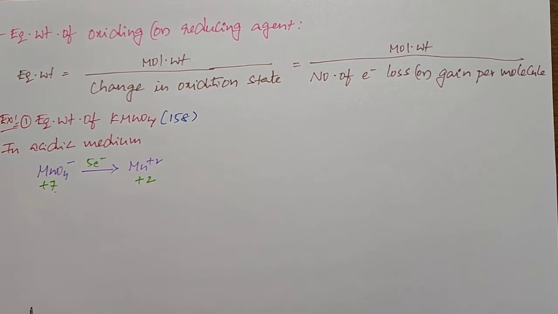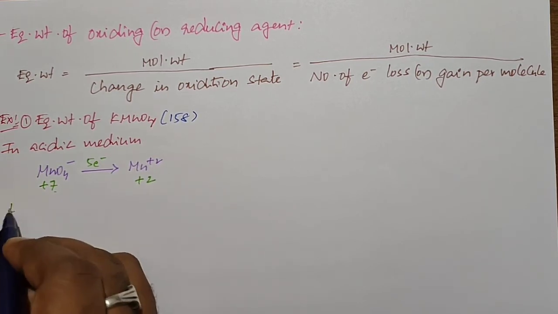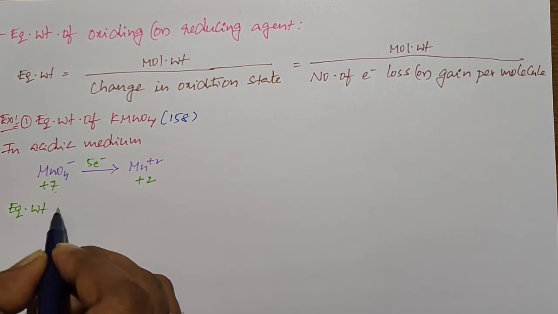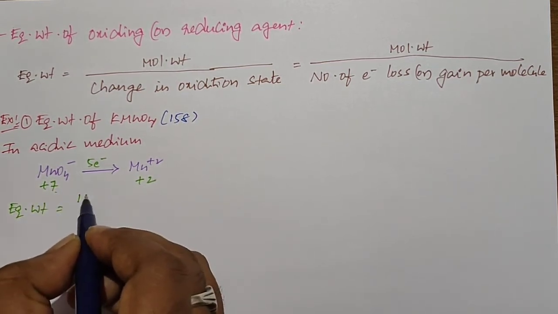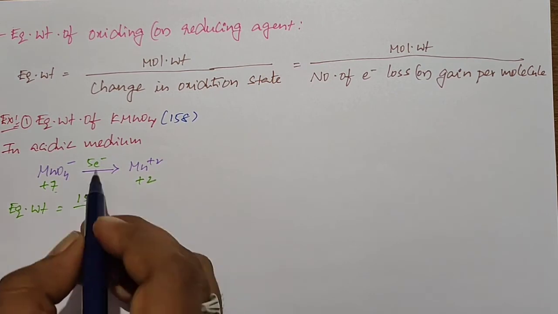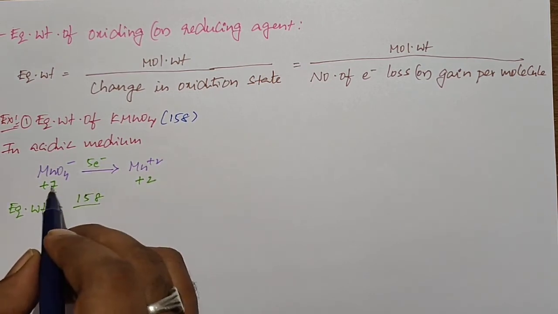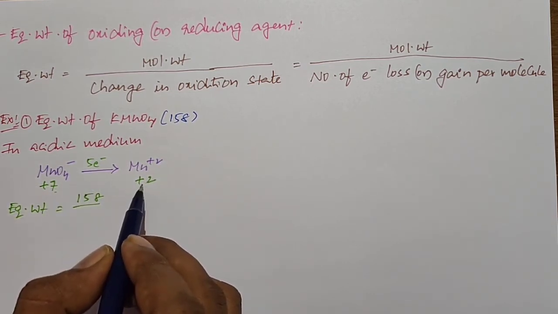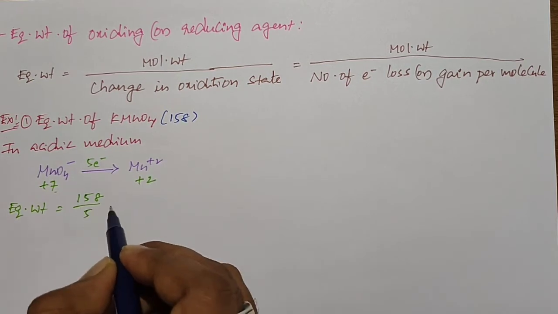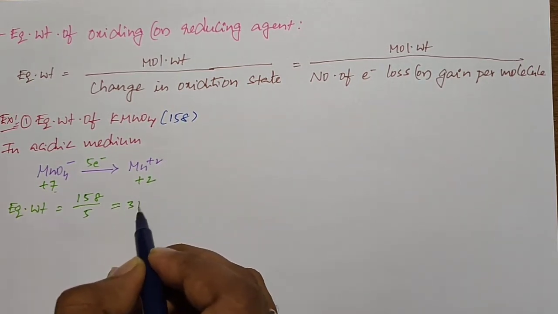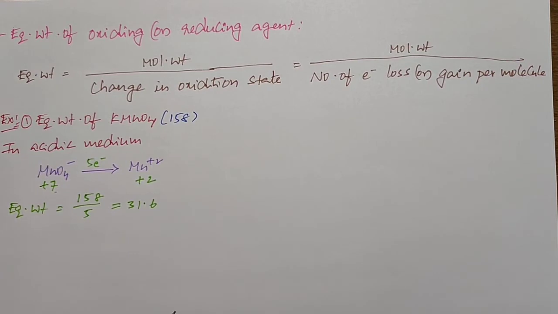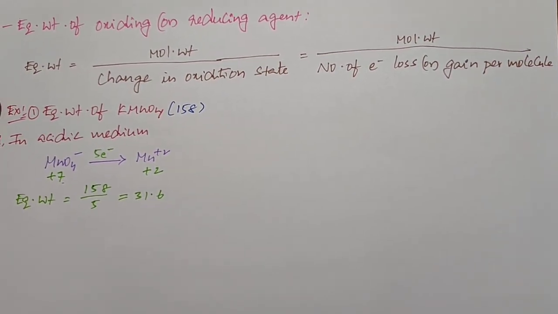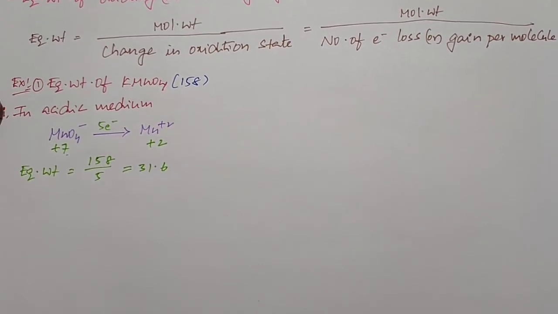Okay. So then equivalent weight is equal to molecular weight by change in oxidation state 5, or number of electrons. +7 to +2 means 5 electrons are gained. So 158 by 5, you get 31.6. So the equivalent weight of potassium permanganate in acidic medium is equal to 31.6.